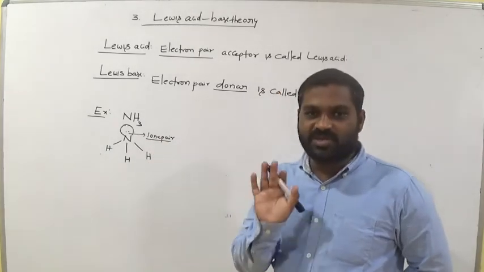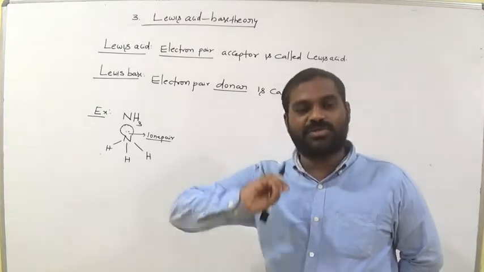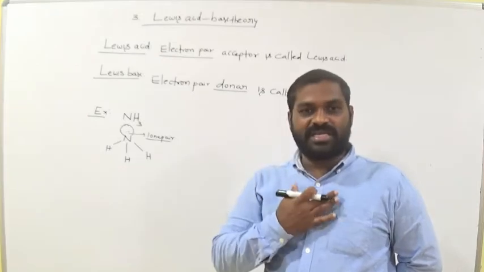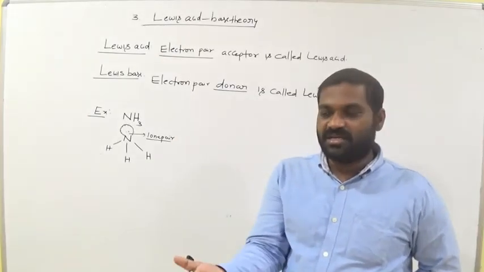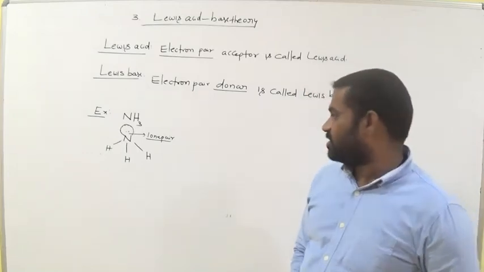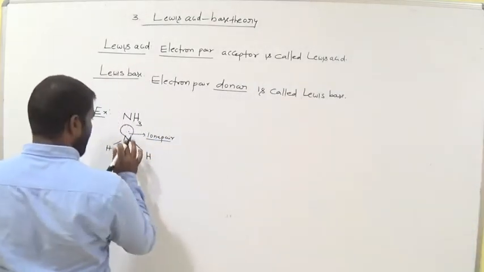That means ammonia has a lone pair of electrons that it is able to donate to others. Why? Because it has electrons. Suppose I have more money, I am able to donate it or not? Yes. Like that, it is an electron donor. That means it can donate the electrons.